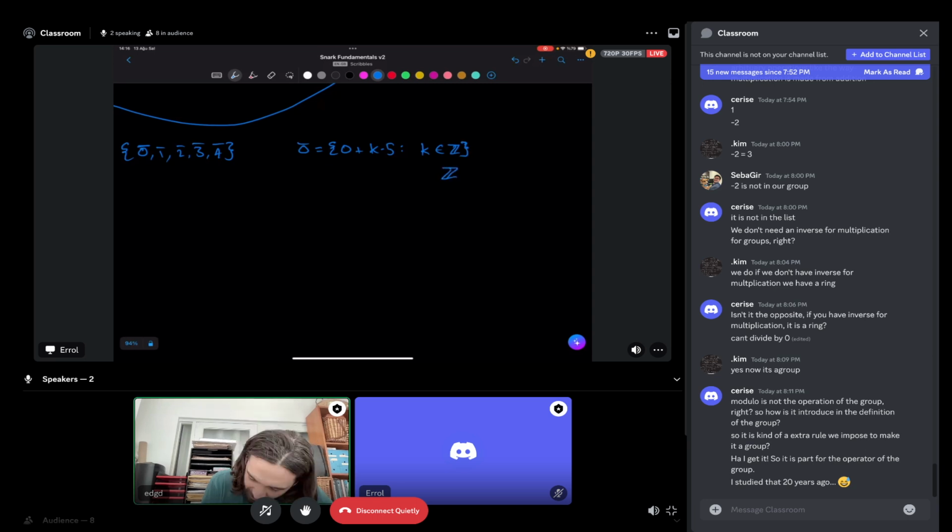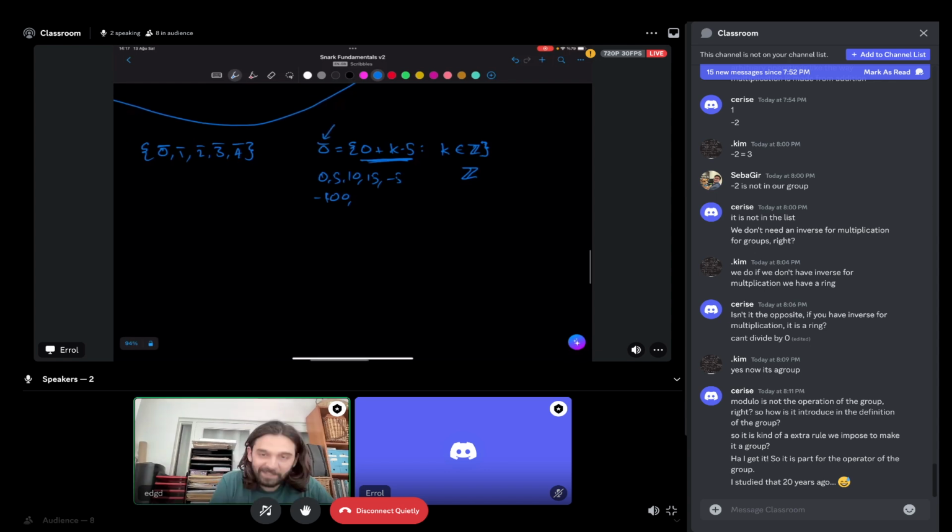This Z thing originally comes from the German name Zahlen, which just means integers, so all whole numbers, positive and negative. This 0 bar contains everything of this form. So that's 0, that's 5, that's 10, that's 15, that's -5, that's -100. All infinite possibilities are represented in this set. Similarly with 1, it's exactly the same, but the 0 is replaced by 1. So it's not actually in the operation itself, it's in the set we're working with. Okay, but good question.